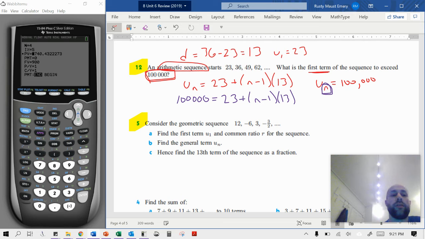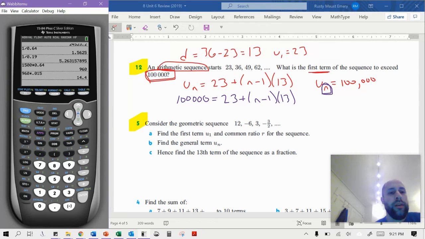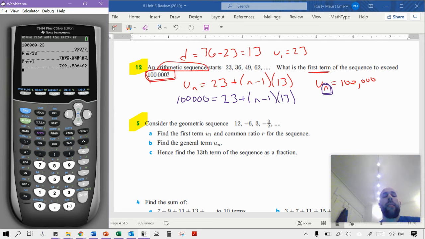And then solve. So kind of working backwards here, we take 100,000, subtract 23, divide by 13, and then add 1 to it to work backwards to solve there.